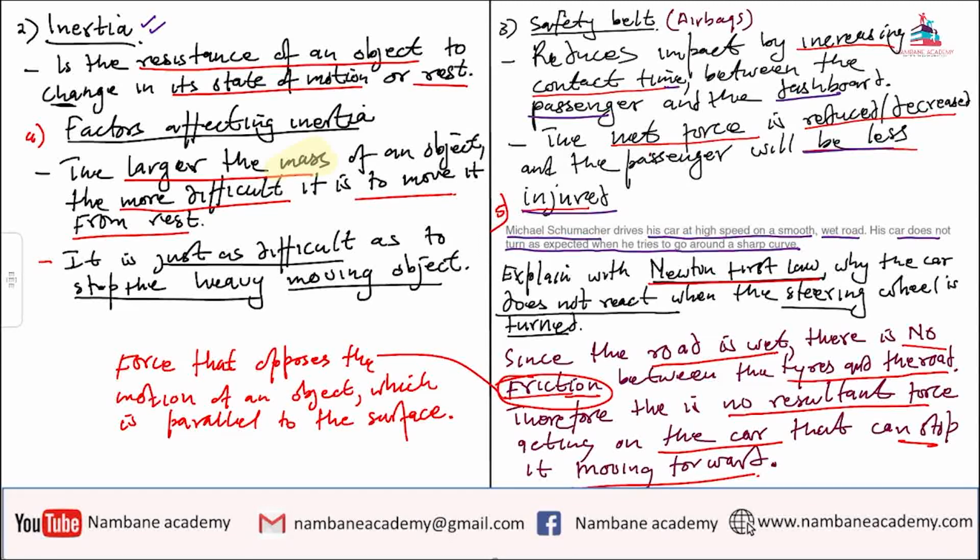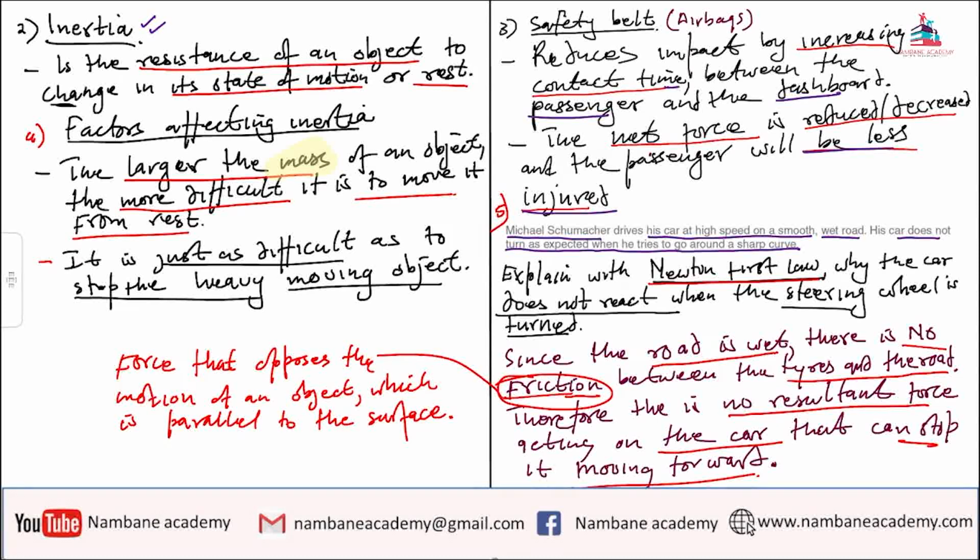Ladies and gentlemen, the factor that affects inertia is the mass. The bigger the mass, the more difficult it is to bring an object to rest. Those that have been watching movies can easily tell. If brakes are failing, that bus will move until it crashes into the mountain. It is because of its inertia. So the larger the mass of an object, the more difficult it is to move it from rest.